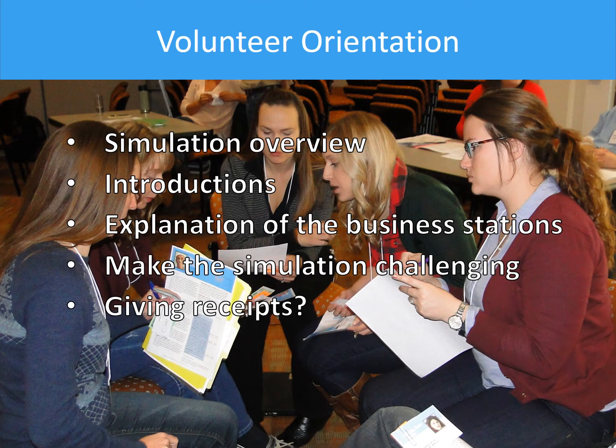Once all the volunteers have arrived and have had time to review the materials at their business station, the facilitator will gather the volunteers together for an orientation. The orientation will start with an overview of what the simulation aims to achieve. All of the volunteers will then be asked to introduce themselves and to give a brief description of their business station. The facilitator will help you recognize that your role is to make the simulation challenging. You should not provide answers to the participants. You should let them make their own way through the simulation.